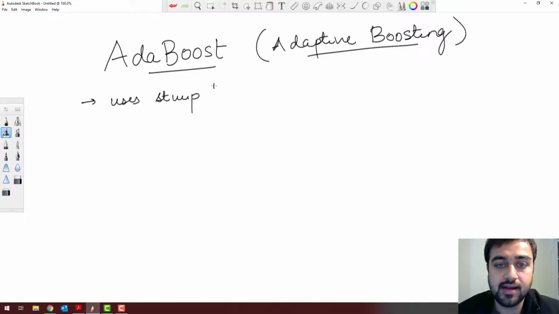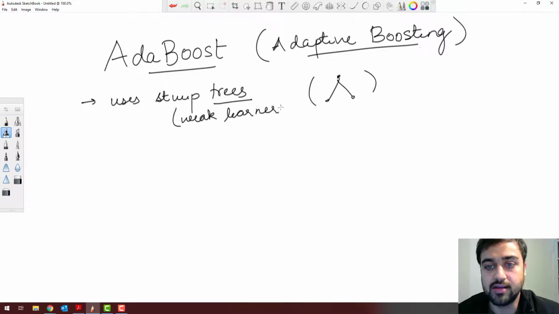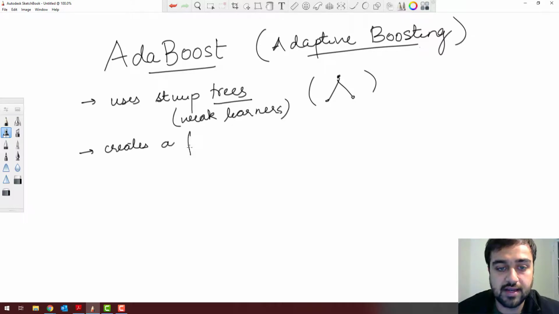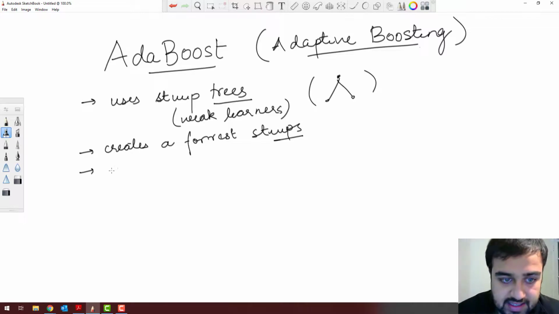So stump trees are nothing but having one node and two leaves, right? So these are very weak learners. As we are talking about boosting, we are talking about weak learners and combining weak learners together to form a complex learner, right? So it creates a forest of these stumps. Now this forest is created sequentially, step by step. You create one stump, the misclassification is carried forward to the next stump, and that's how you keep creating a forest, right? So it's sequential.